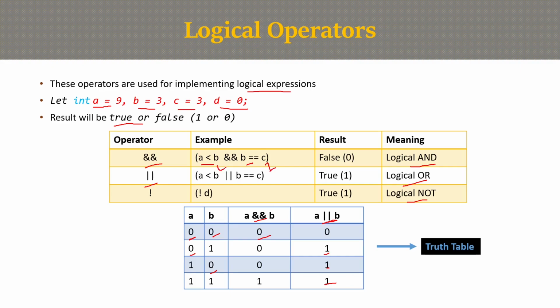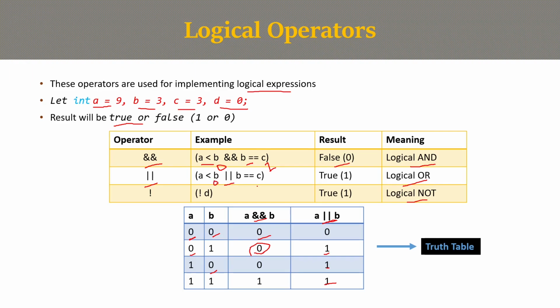And this will give us 0. So if you go to this 0 and 1, you can see that the result will be 0. That is why the result is false. Why is it 0? Because for a logical AND operation, if any one of them is 0, then the result will be 0. But if the same example is used with our logical OR, what happens then?